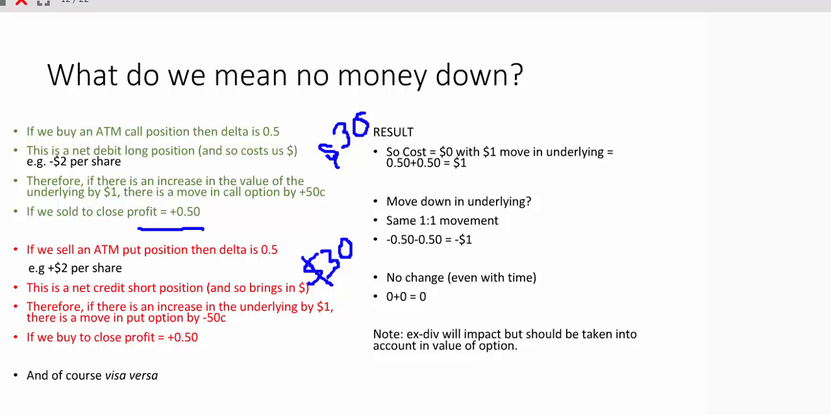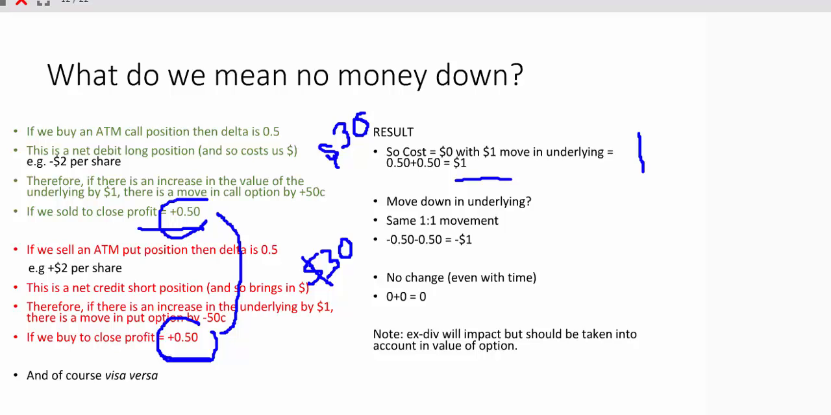and obviously if the underlying share moves up by $1, then there's a move in the put option by 50 cents. So the put option drops by 50 cents in value. Therefore, if we buy to close, we make 50 cents profit. Okay, so the result of this is no cost, $2 out, $2 in, with a $1 move in the underlying, 50 cents and 50 cents equals $1. So there's our one-for-one movement, and it hasn't cost us a single cent.